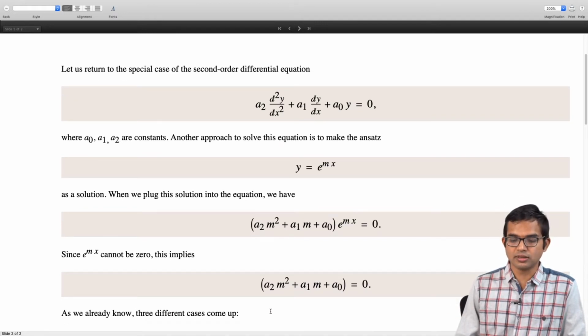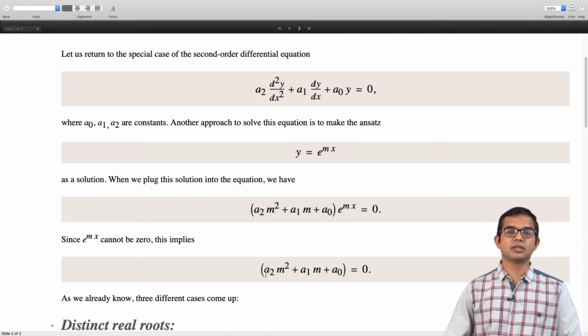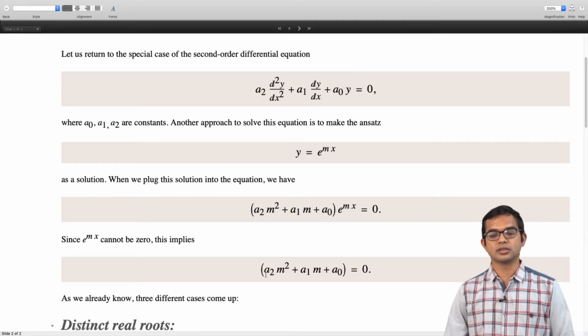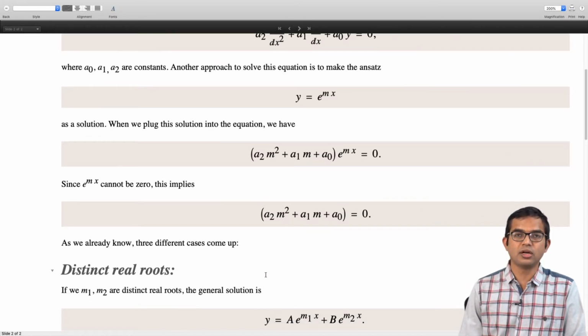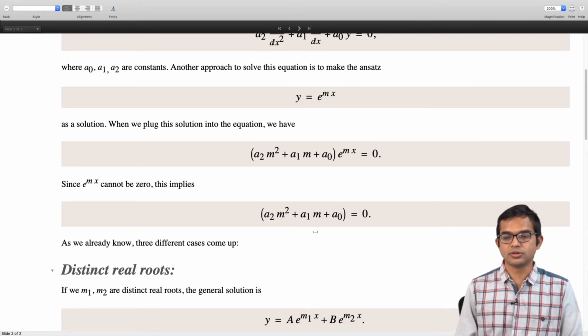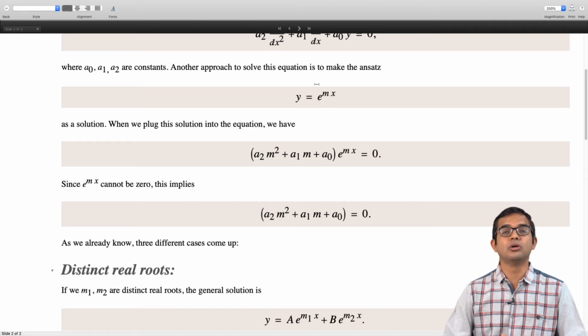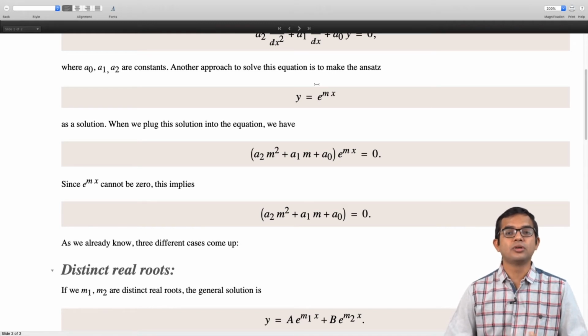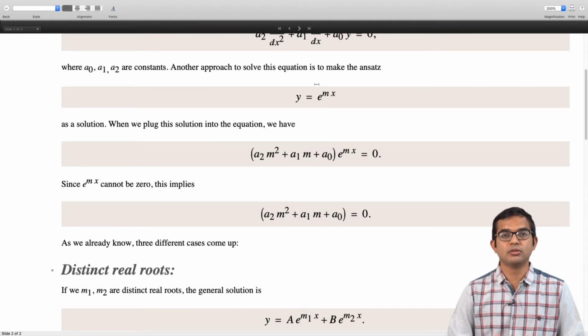And so now we can look at the three different cases. We know that for the solution of a quadratic equation, there are three cases which one can consider. One is if you have distinct real roots. If you have distinct real roots m1 and m2, then no problems at all. We have managed to find two solutions, e to the m1x and e to the m2x. Since m1 and m2 are distinct and real, you can, if you wish, check that y1 and y2 are linearly independent solutions by finding the Wronskian and checking that it's non-zero.